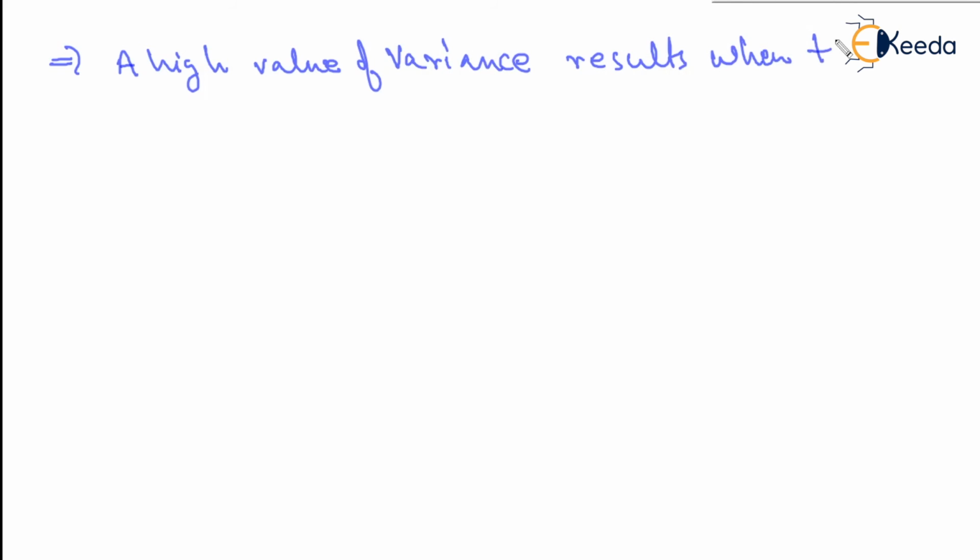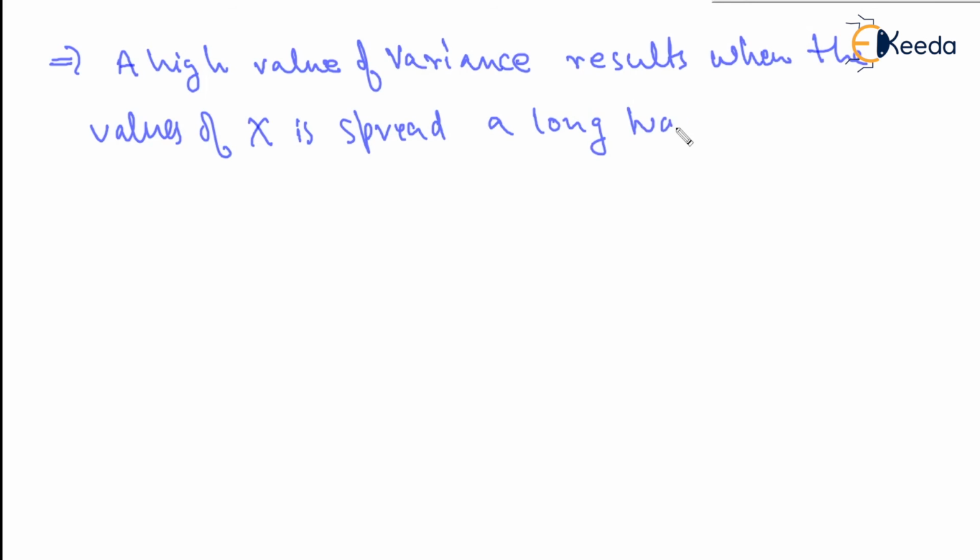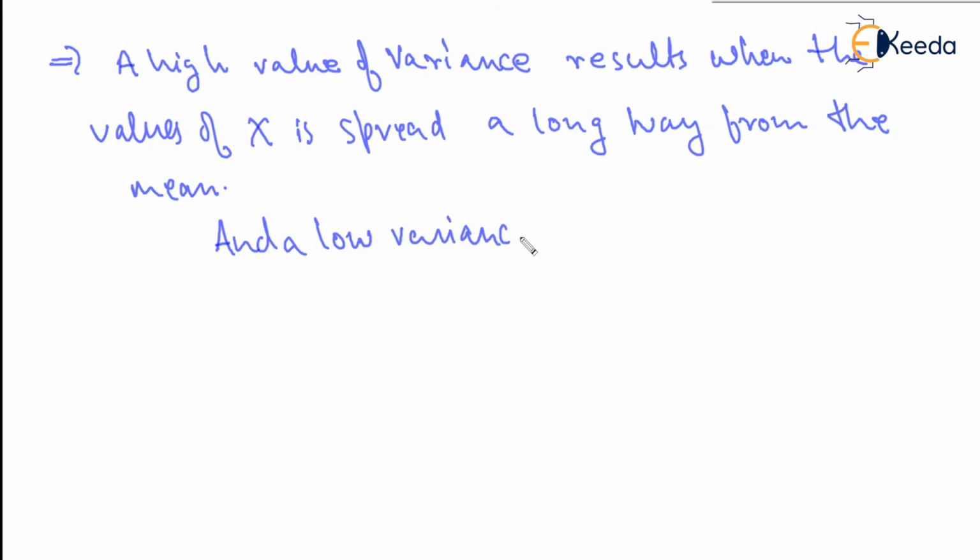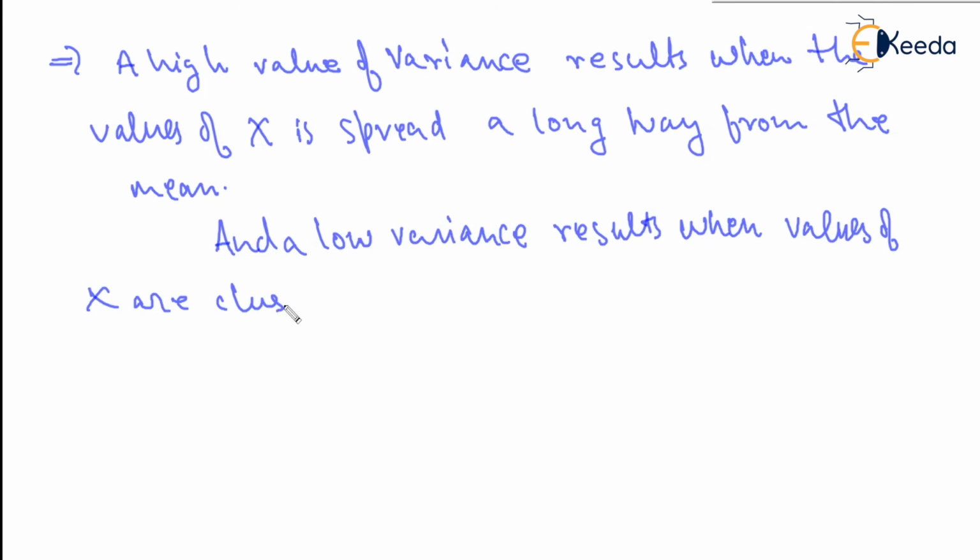Also, a high value of variance results when the values of x are spread a long way from the mean, and a low variance results when values of x are clustered around the mean.